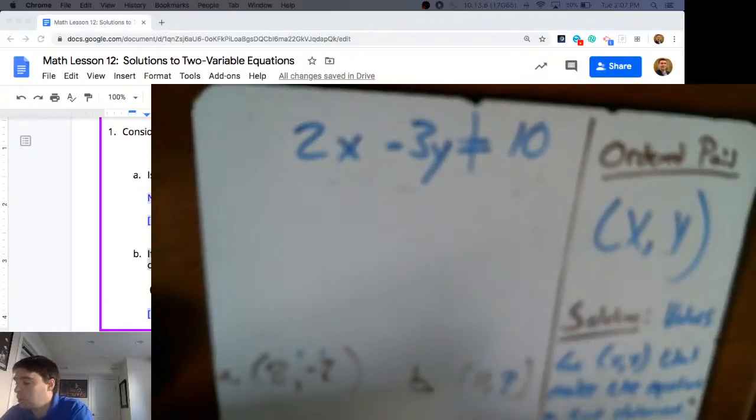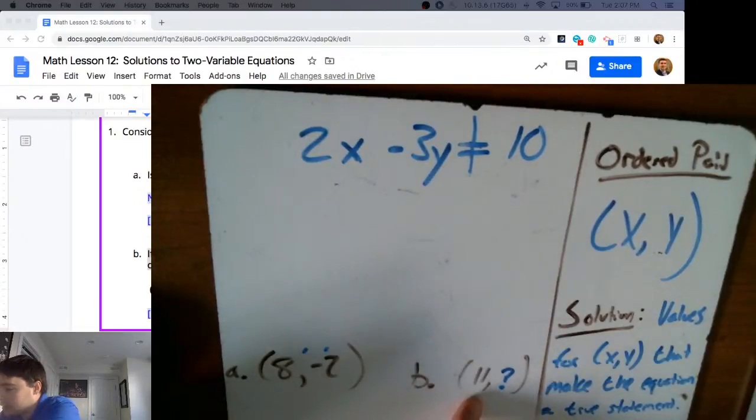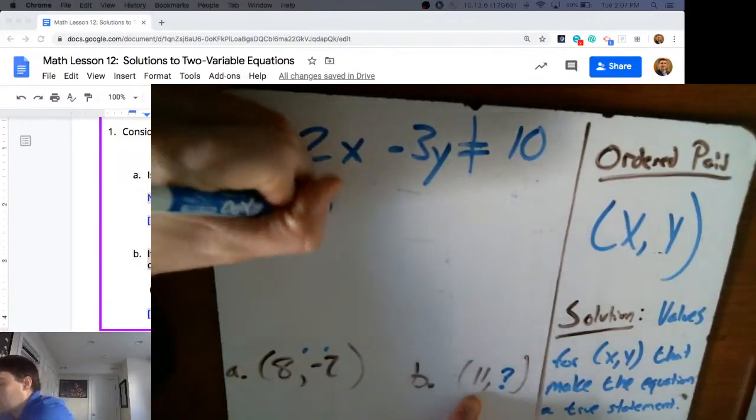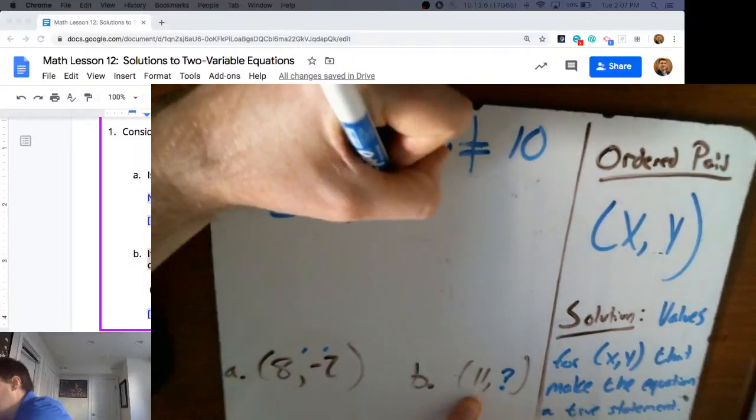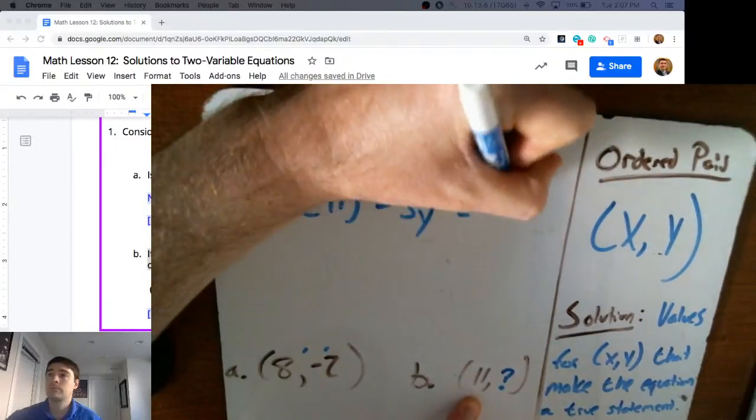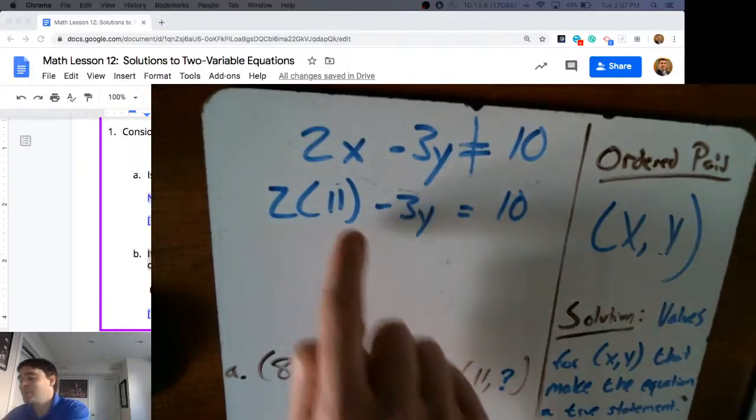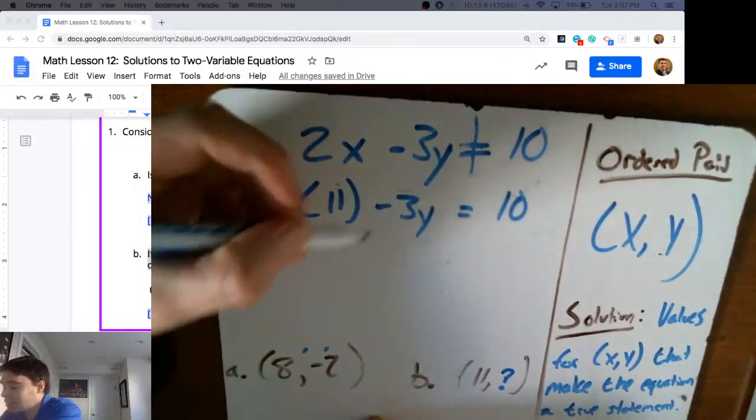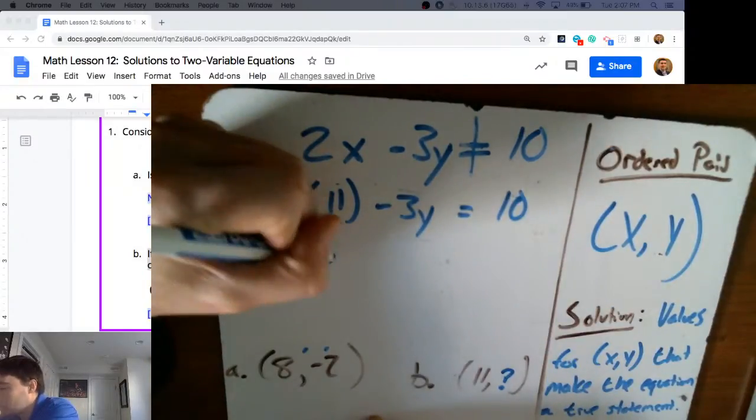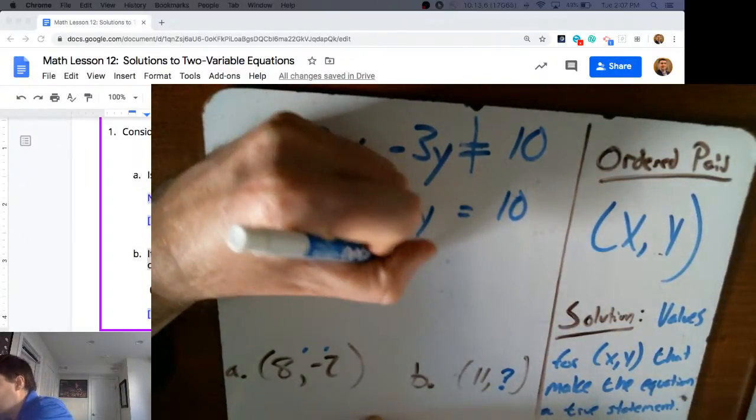So we're going to plug the 11 in for x. That's going to become 2 multiplied with 11 minus 3y needs to be equal to 10. They told me x needs to be 11. What value does y take? So I'm going to go ahead and plug 11 in for x. 2 times 11 instead of 2 times x now gives me 22. So the equation becomes 22 minus 3y needs to equal 10.